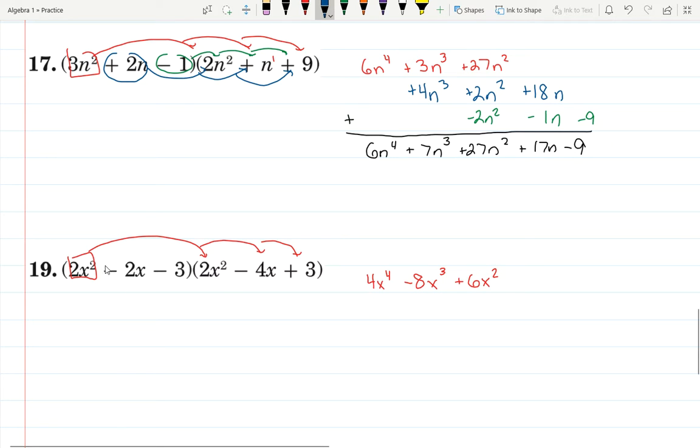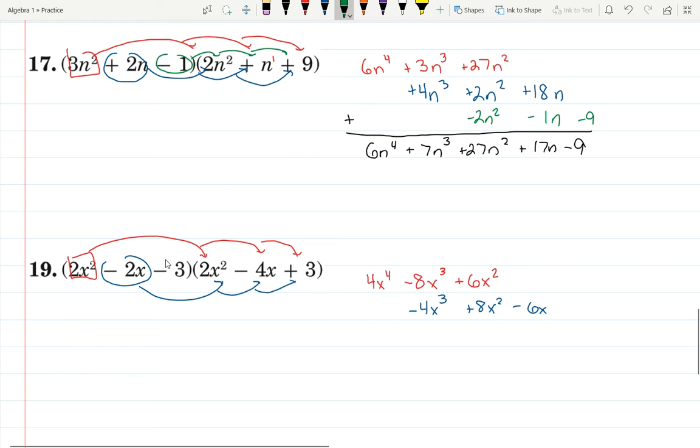Moving to this negative 2x now. Multiplying by all three again. Negative 2x times 2x squared is a negative 4x to the third. Negative 2x times negative 4x is a positive 8x squared. Negative 2x times 3 is a negative 6x.